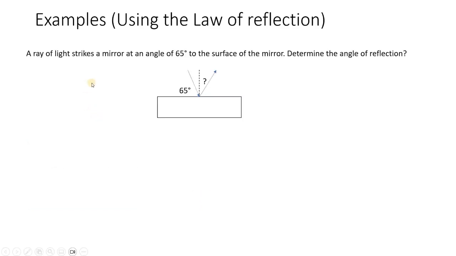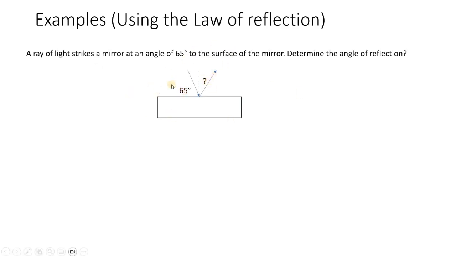Second example, slightly more difficult. Looking at the picture, it says a ray of light strikes a mirror at an angle of 65 degrees to the surface of the mirror. Important to know, this is not the angle of incidence. This angle is between the surface of the mirror and the incident ray. Now we must determine the angle of reflection, which is that question mark. We cannot say that the angle of reflection is also equal to 65 degrees.